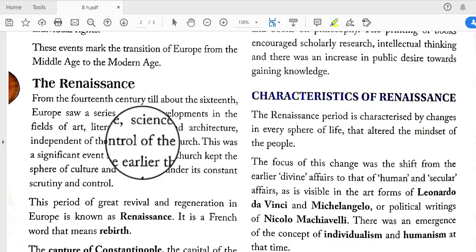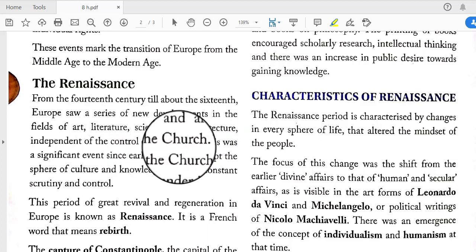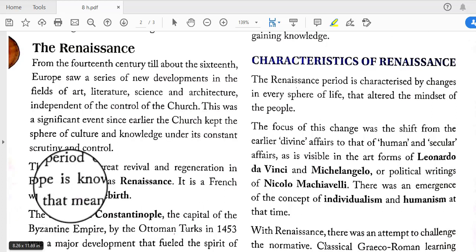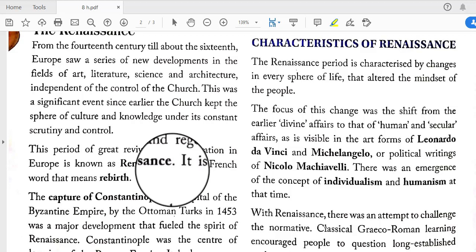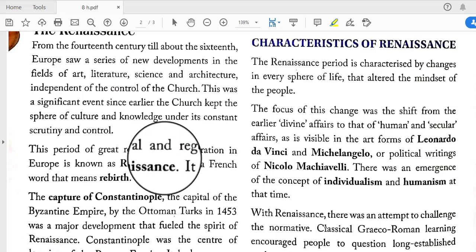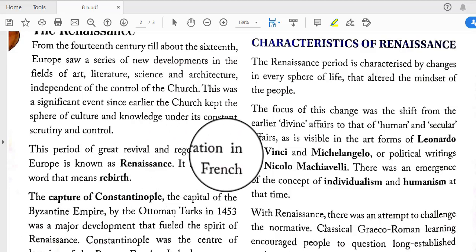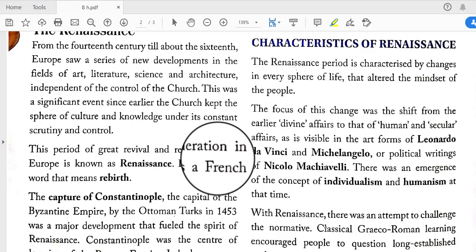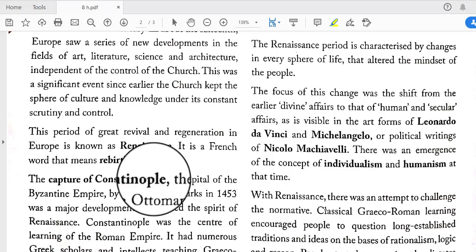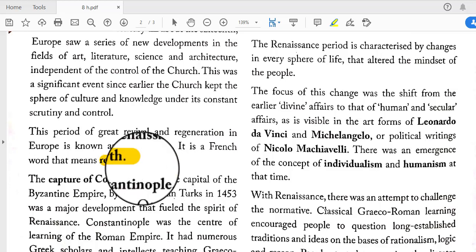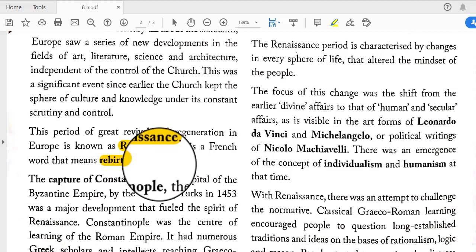All these things were controlled by the church at that time. This period of great revival and regeneration in Europe is known as Renaissance. It is a French word that means rebirth. That means all kinds of things were improved and placed as new things.